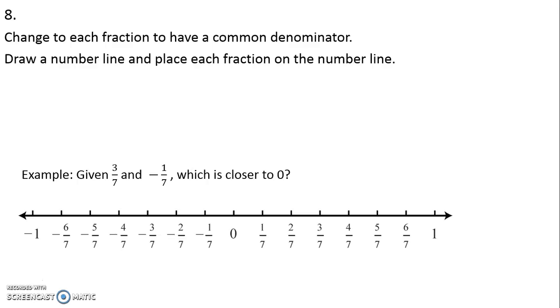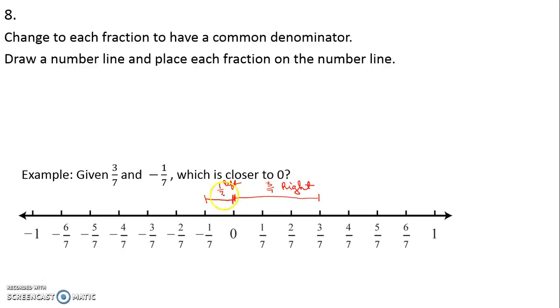So I just want to give you a quick example of 2 numbers and figure out which is closer to 0. Well, if we look at 3 sevenths, I break my number line into sevenths. So on the right side it's positive 1 seventh, positive 2 sevenths. On the other side it would be negative 1 seventh, negative 2 sevenths, and so on. So if I'm at 3 sevenths, that's 3 sevenths to the right of 0. And if I look at negative 1 seventh, and look at that distance up to 0, that is 1 seventh to the left of 0.